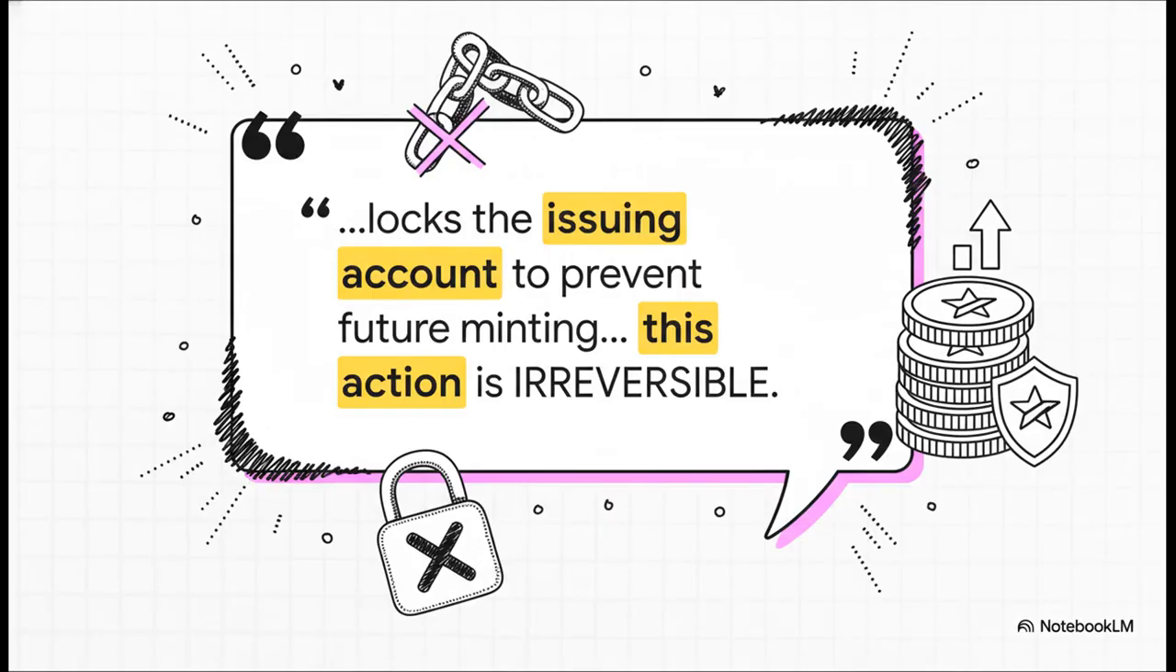This right here, this is the ultimate boss move for security and trust. With one last prompt, you can permanently, irreversibly lock your issuing account. It makes it physically impossible for anyone, even you, to ever mint more tokens. This guarantees a fixed supply, and that is a massive, massive trust signal for your users.